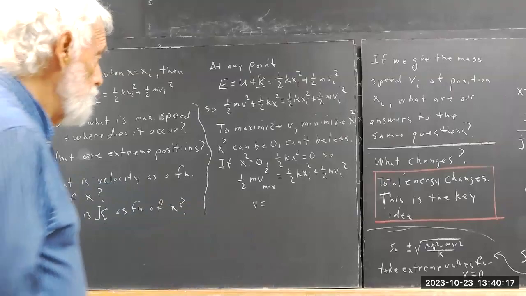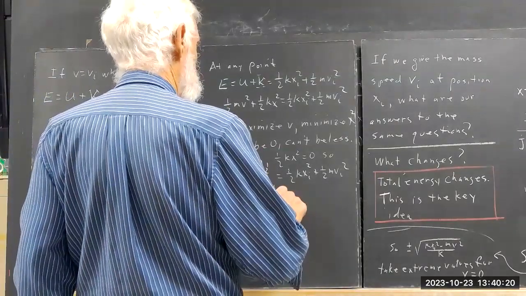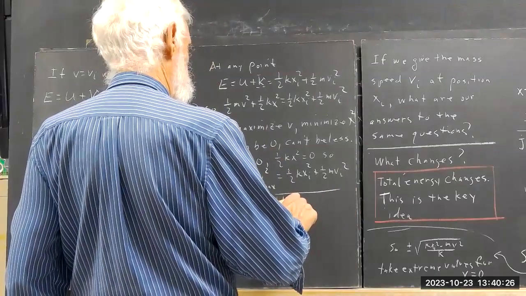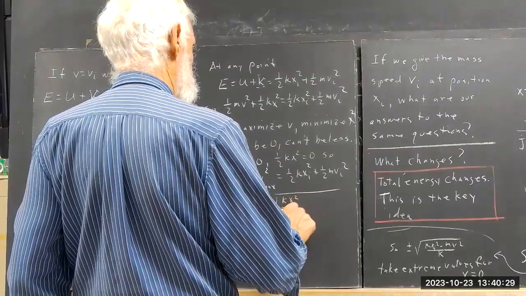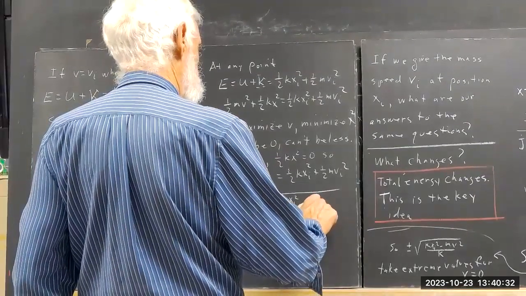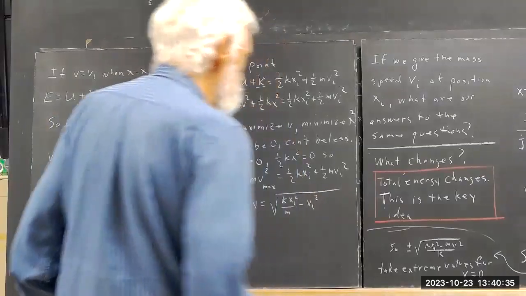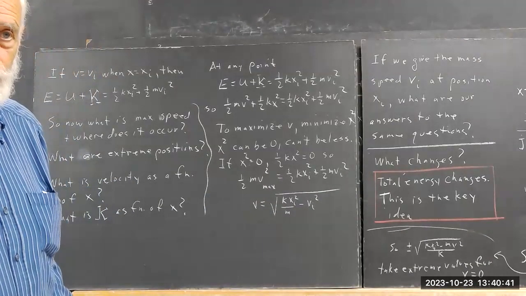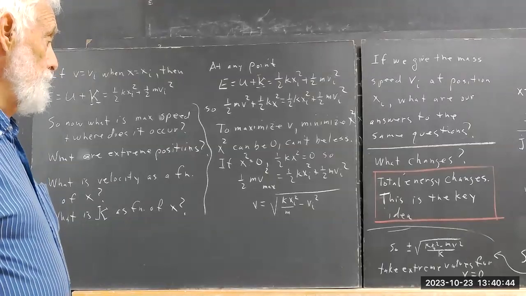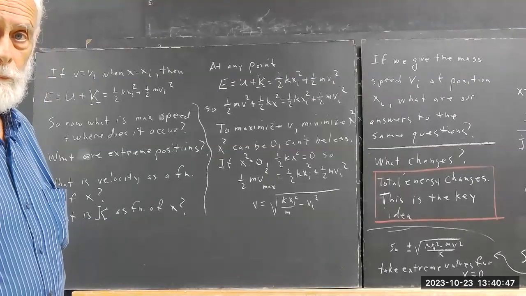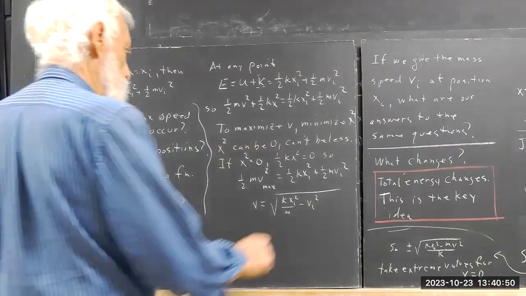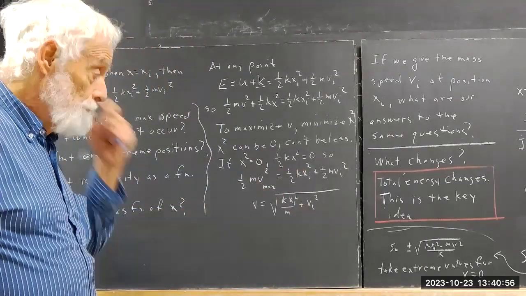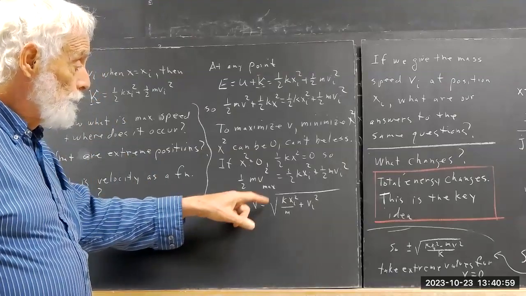So V would equal the square root of k x_i squared over m minus v_i squared, plus v_i squared. That minus is bothering me, for good reason. It's plus. I don't use a plus or minus here.